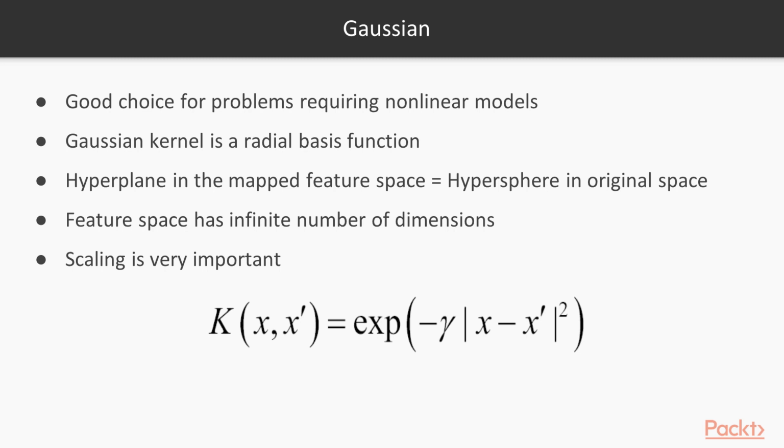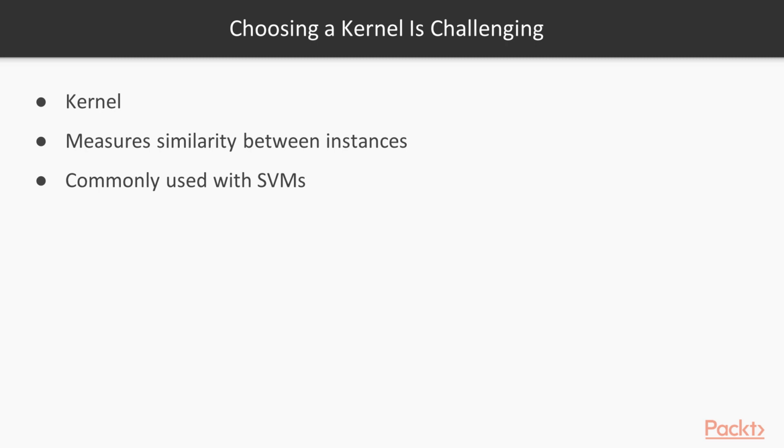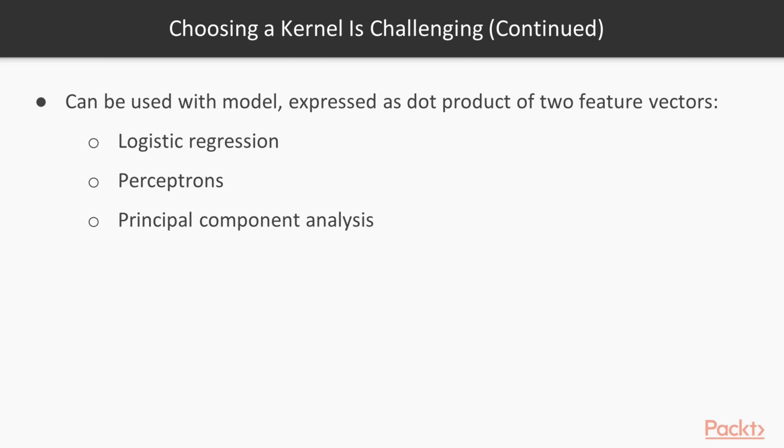It's always important to scale the features when using SVMs, but feature scaling is especially important when using the Gaussian kernel. Choosing a kernel can be challenging. Ideally, a kernel will measure similarity between instances in a way that's useful to the task. While kernels are commonly used with SVMs, they can also be used with any model that can be expressed in terms of the dot product of two feature vectors, including logistic regression, perceptrons, and principal component analysis, PCA. This brings us to the end of this video.